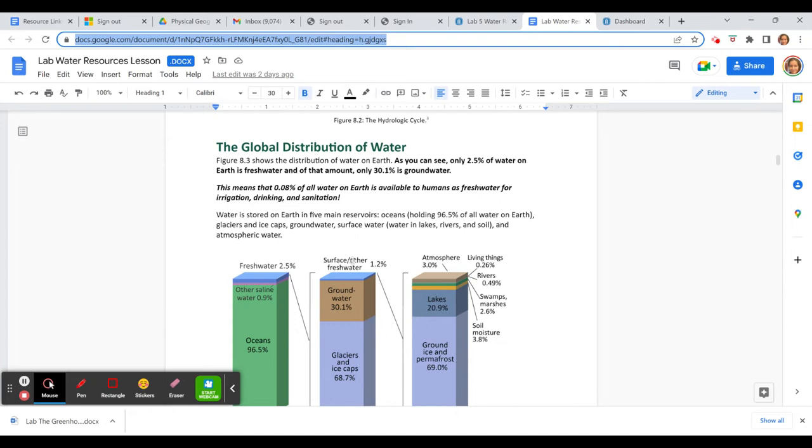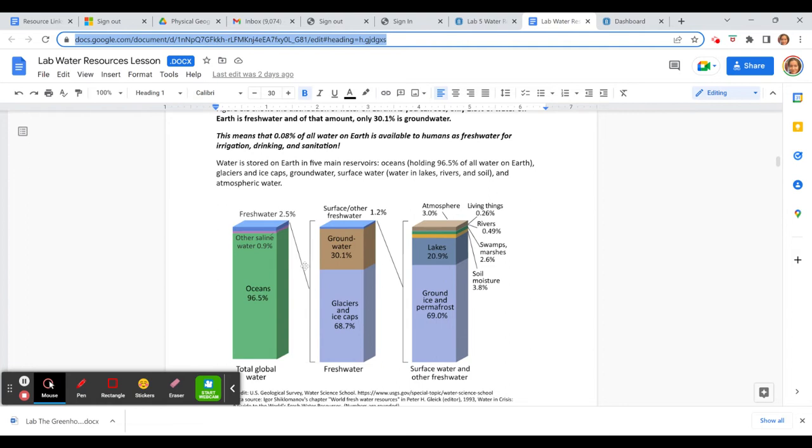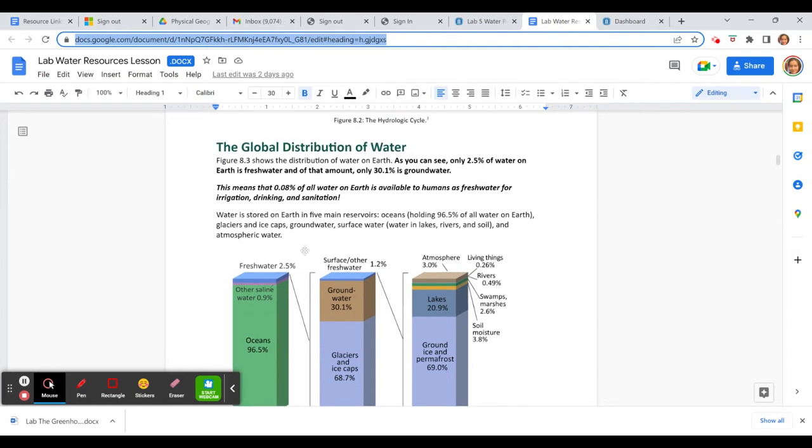So figure 8.3 shows the distribution of water on Earth. And as you can see, only 2.5% of water on Earth is fresh. And of that amount, 30% of it is in the ground. So that means 0.08%, so less than 1% of all water on Earth is available to humans as fresh water for irrigation, drinking, and sanitation. This means that as humans on Earth, all we have at our disposal is less than 1% of fresh water.